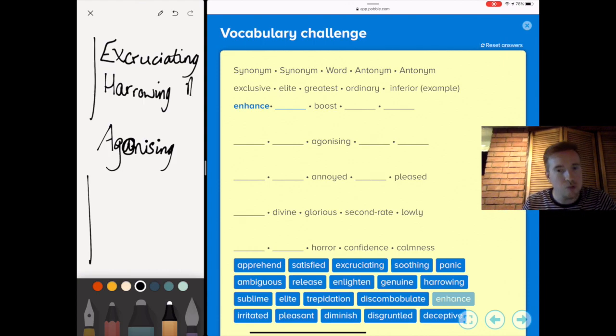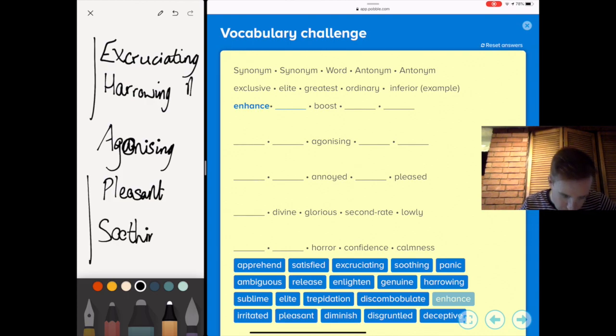So agonising. If something is the opposite of agonising, then it should be very pleasant. So let's have a look. Oh, pleasant's there. Pleasant, apprehend, satisfied, excruciating, soothing would be the other one. So these are your synonyms, and these are your antonyms.